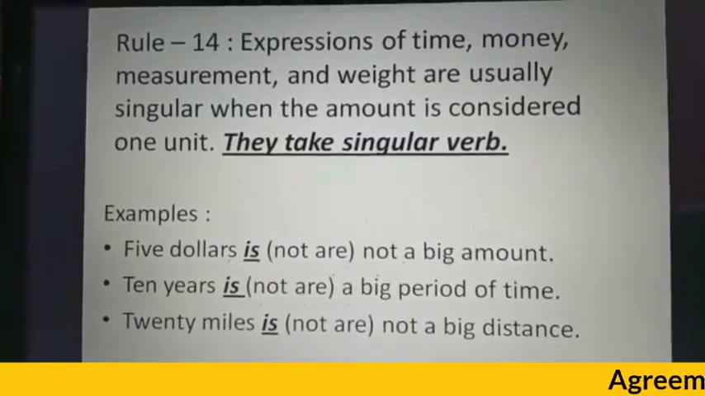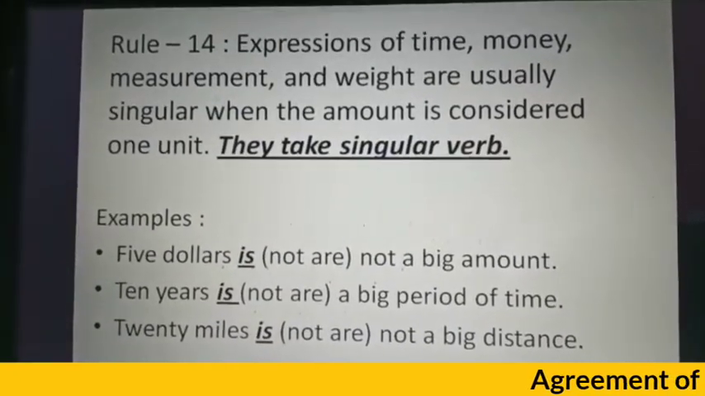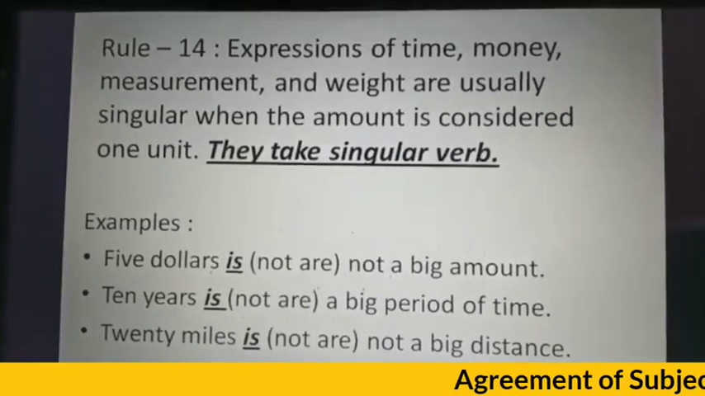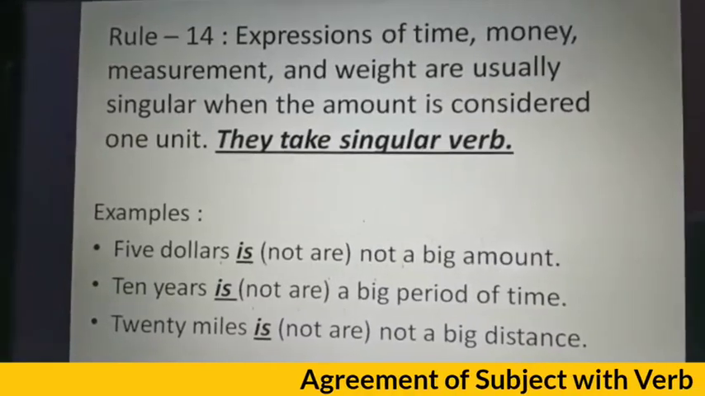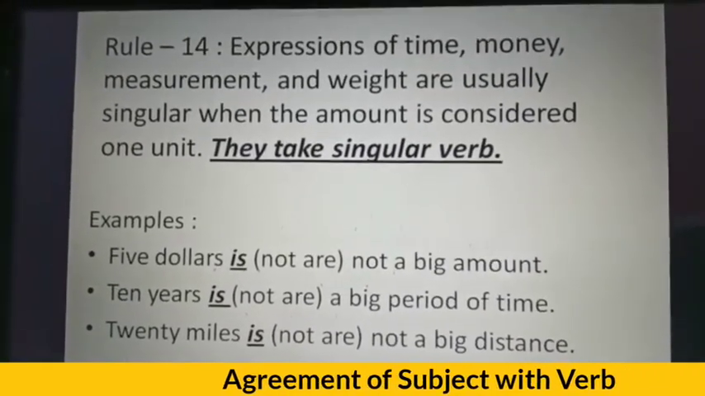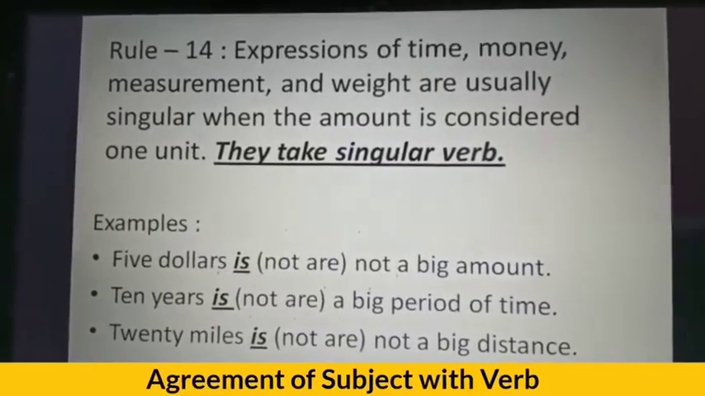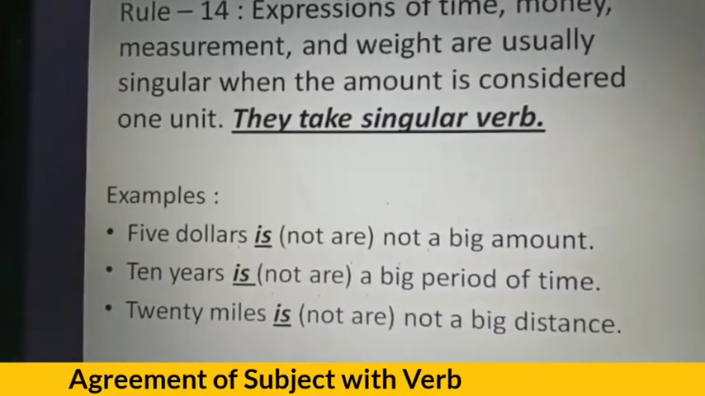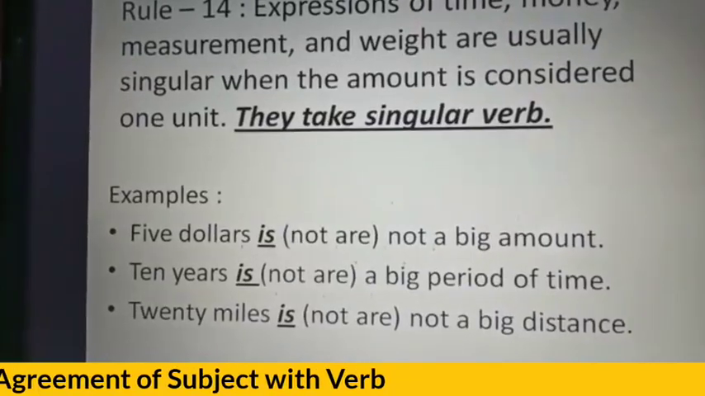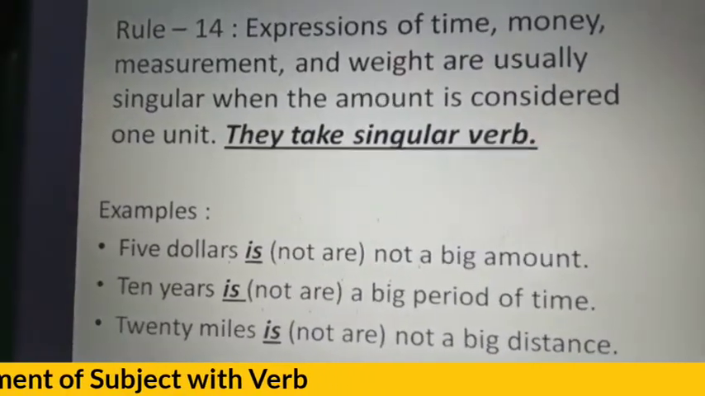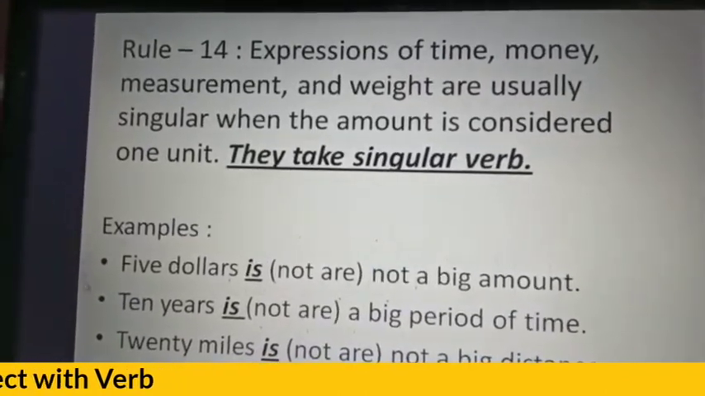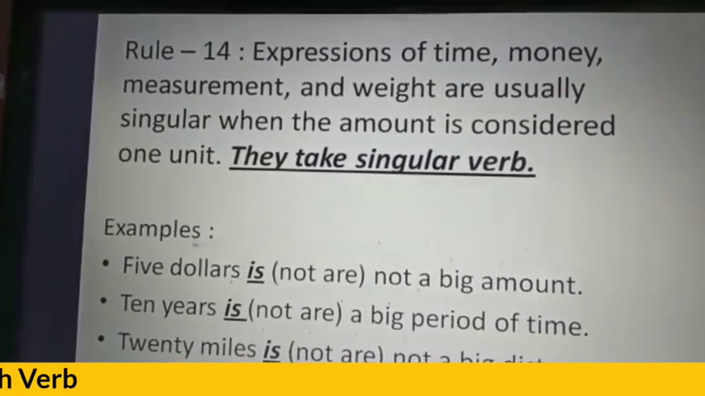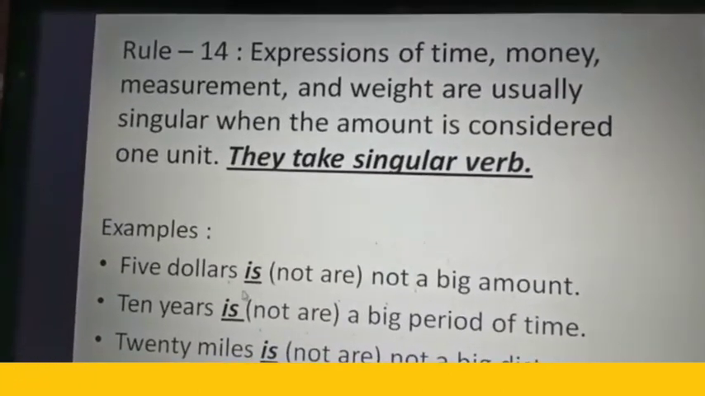Rule number 14. Expressions of time, money, measurement and weight are usually singular when they are considered as one unit. In such cases, when they are considered as one unit and one mass, they always agree with a singular verb. For example, $5 is not a big amount. Now the amount, $5, has been taken as one unit. So when it is taken as one unit, it is always accompanied by a singular verb.